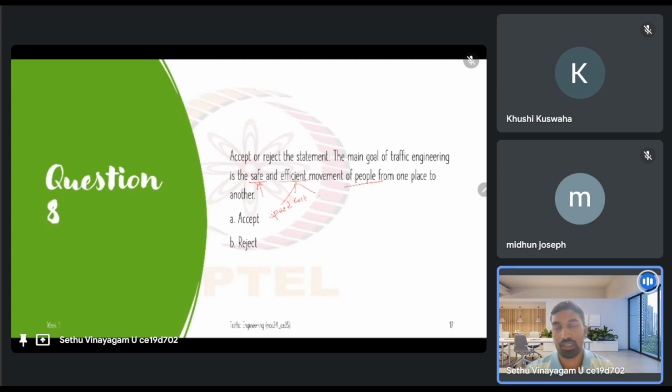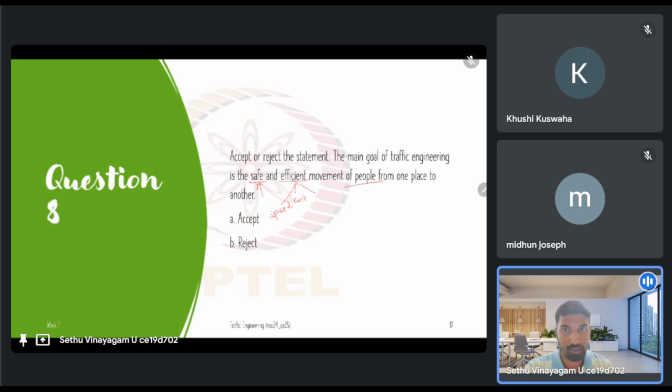So these define the efficiency of the movement, whereas safety is the primary objective. But it is to move people as well as goods from one location to the other. So that's the overall goal. So this is correct. Therefore, we accept the given statement.